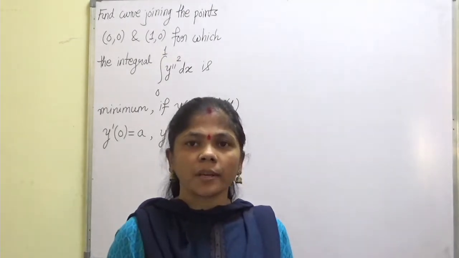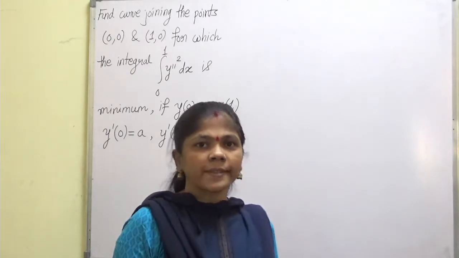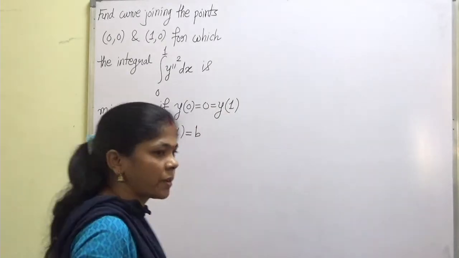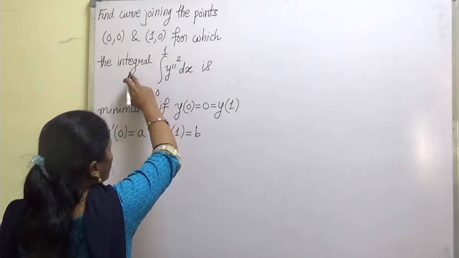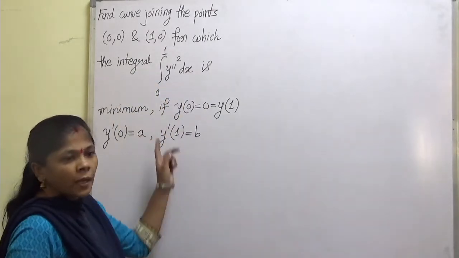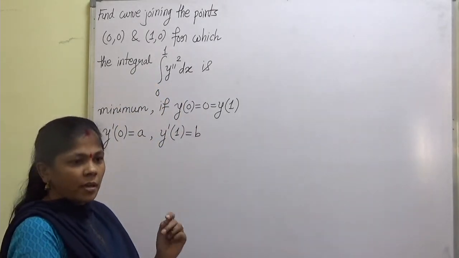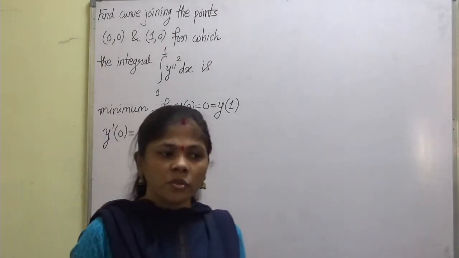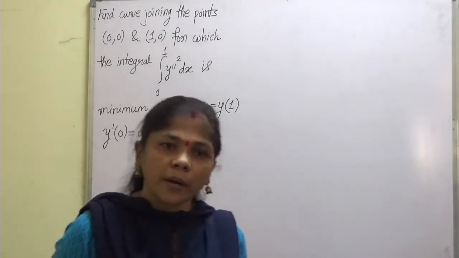Dear learner, today we shall discuss the examples on functional dependent on higher order derivatives where the conditions are given. So let us have the first example of this particular session. Find the curve joining the points for which the integral is minimum, and these are the given conditions. Let us see what is that curve which satisfies the required criteria.